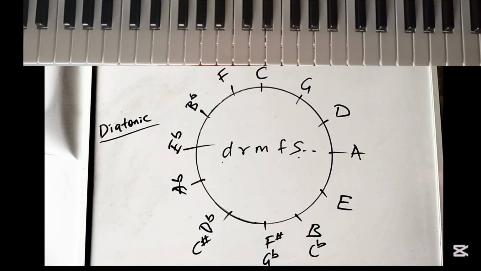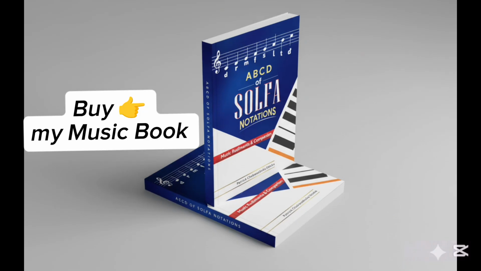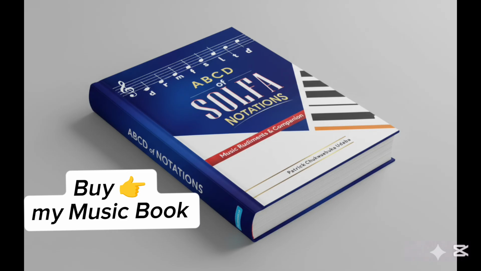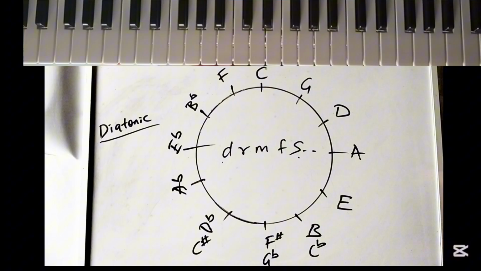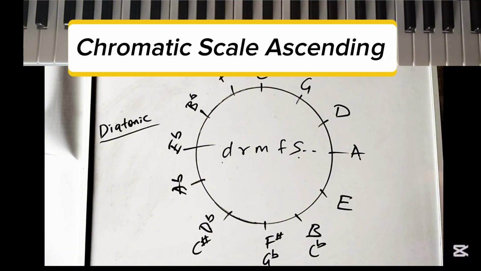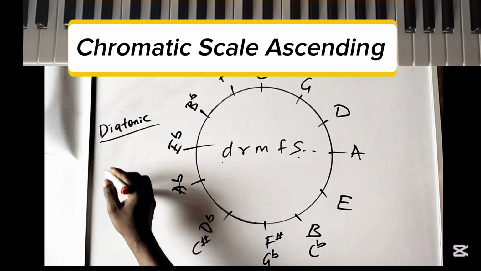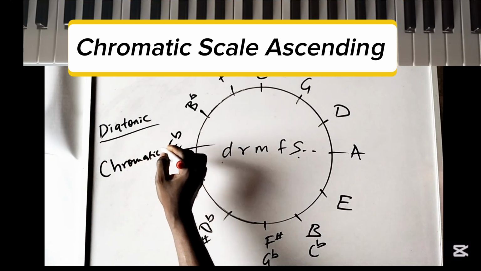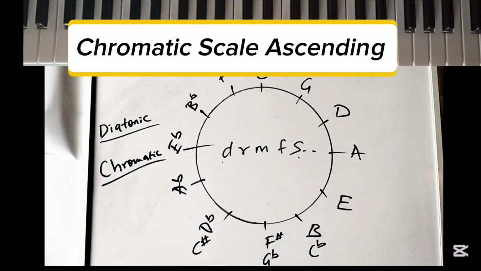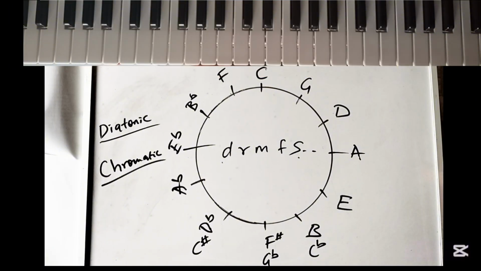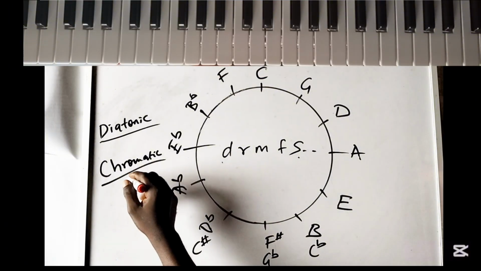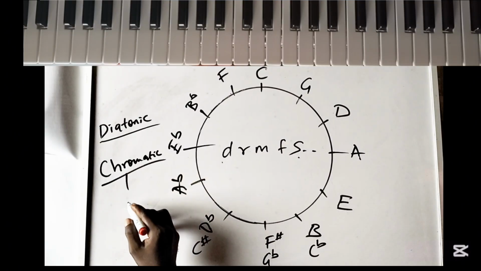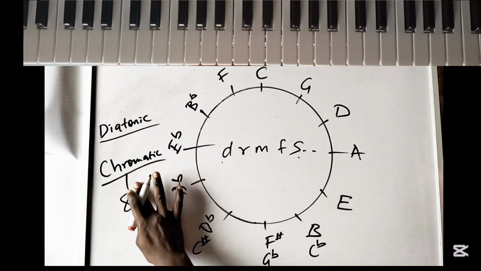Okay, let's try another one. ABCD of solfa notations. Let's try another one, which is chromatic scale counting. I have talked about diatonic, now chromatic. So in this chromatic, they are descending. But in chromatic, what you have to count is the eighth notes.